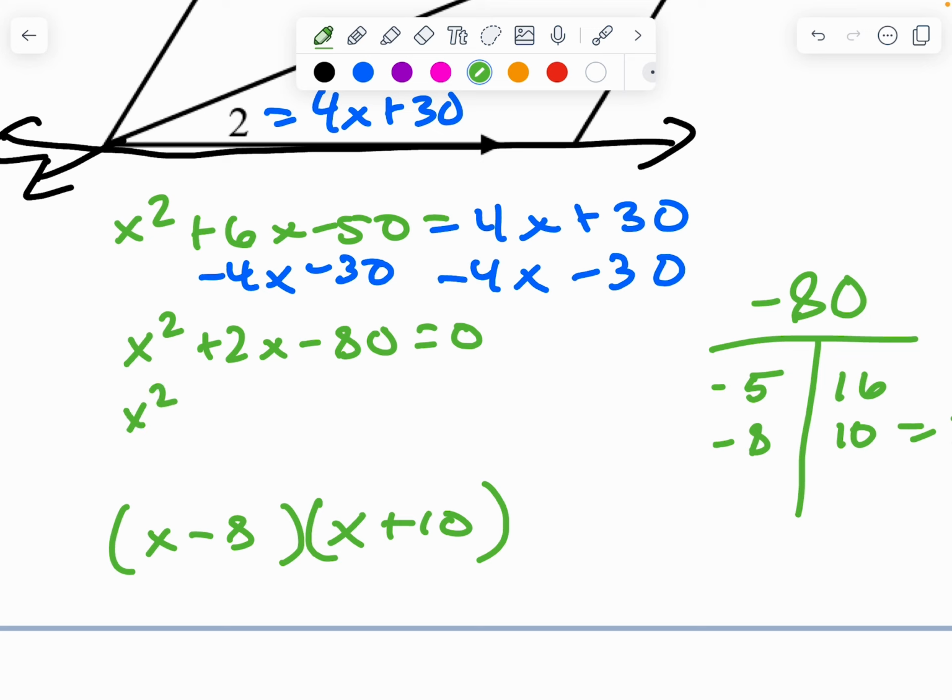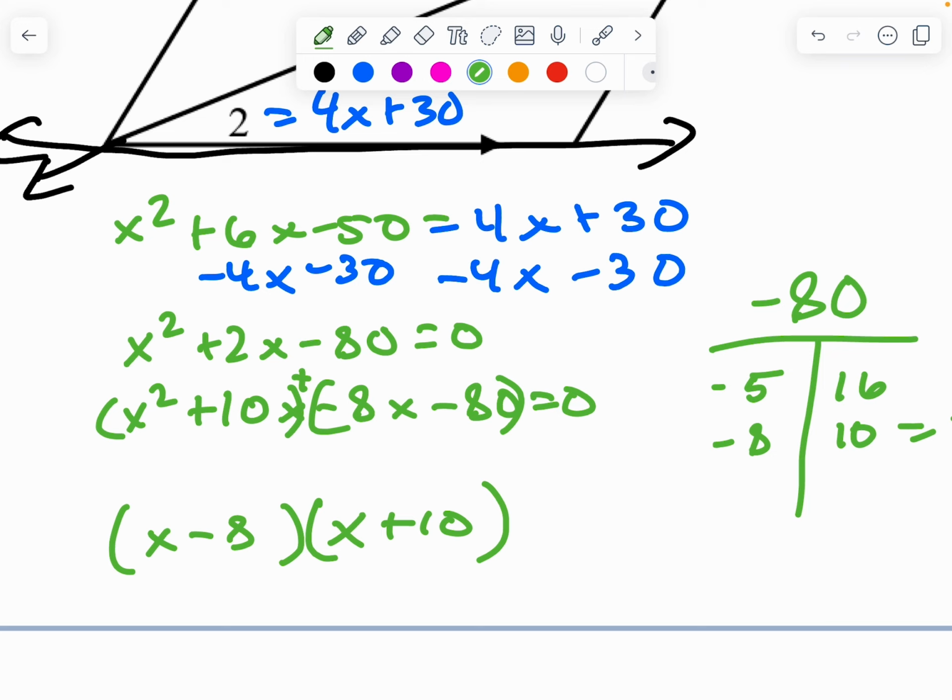And you know what? I'm going to keep the negative 80 with the 8. So the way I'm going to split this is I'm going to write x squared plus 10x minus 8x minus 80 is equal to 0, right? From here, we're going to split the middle. I'm going to put these in parentheses, put a plus in the middle, and now we're going to start factoring.